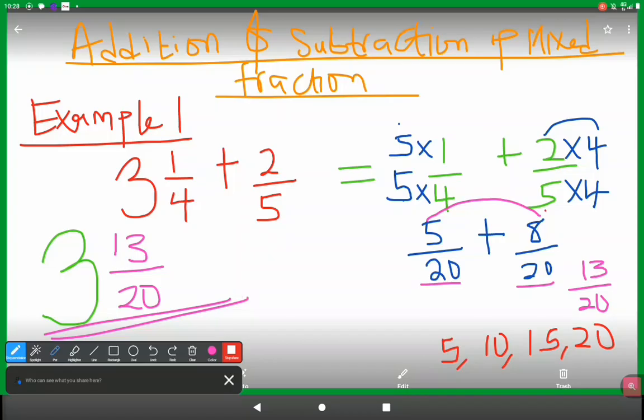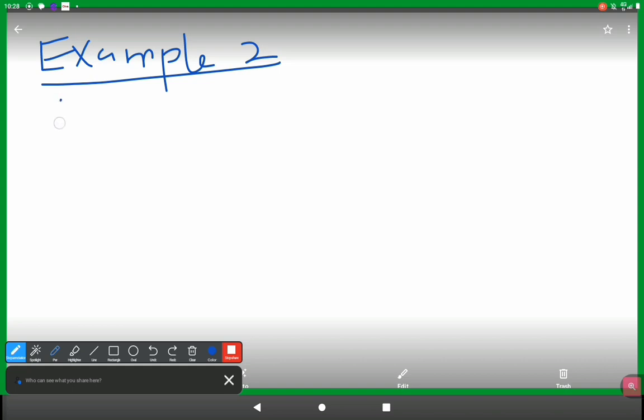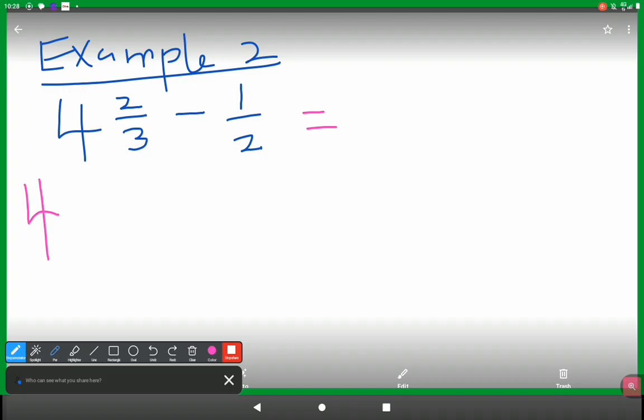Alright, so let's look at the subtraction part of it. Example 2. 4 and 2 over 3 subtract a half, 1 over 2. Alright, same way you're going to do this. Write the whole number on one side, then the other fraction, which is a proper fraction. 2 over 3 is a proper fraction, remember. You put it here, subtract a half.